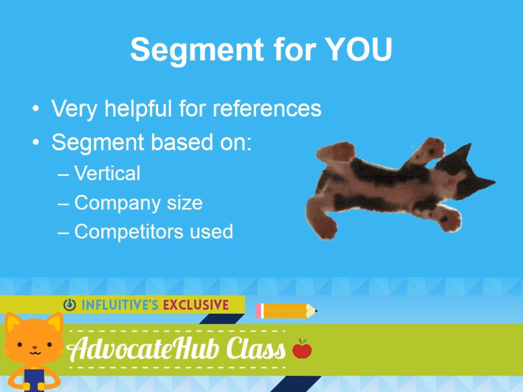Let's say someone is looking for a reference and they want the reference to be based on all these different criteria. If those criteria have been added to the advocate's profile or they've been created as a group, let's say the company size, the previous competitor that person was with, when a salesperson gets on a call with someone that says, hey, I used to use this product, I'm in this vertical, my company is this big, I want to talk to someone who uses your product who's just like me, you can use segmentation to find that person more easily.